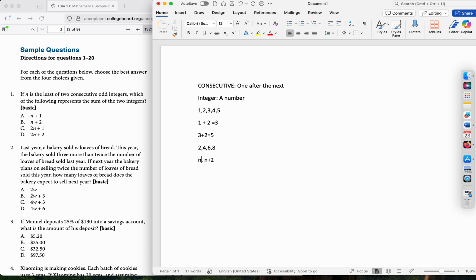The question is asking, which of the following represents the sum of the 2 integers? So let's add n plus (n plus 2). We can write it this way if that helps: n plus n plus 2. When we add the n's, or the like terms, together, we're left with 2n plus 2. And so which answer choice is that? That's going to be D.